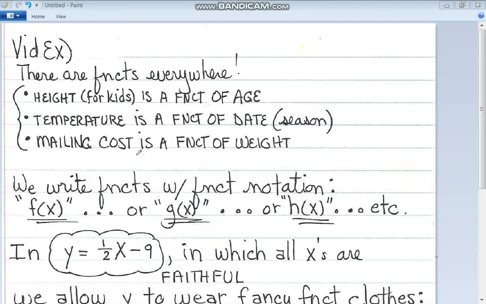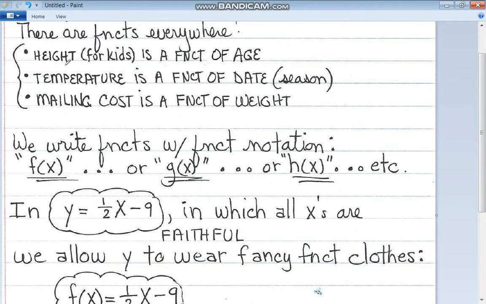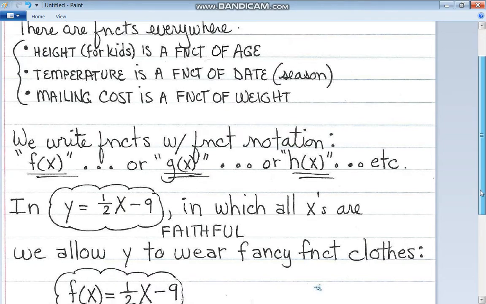Mailing cost has always been a function of weight. Now, I know they have those forever stamps and stuff at the post office these days, but in the past, I don't know about now, I don't do a lot of mailing. It used to be if the weight of the letter or the package was big, the mailing cost would go up. So it depends on height, depends on the age of the child. Temperature depends on the date. Mailing cost depends on the weight of the package.